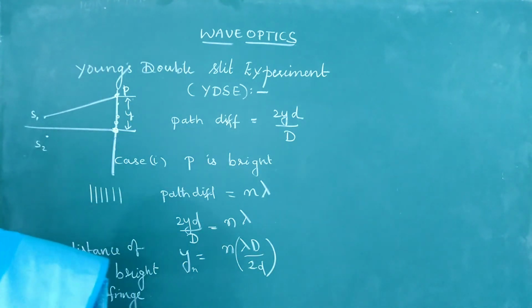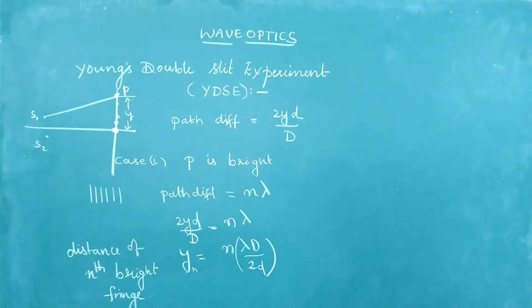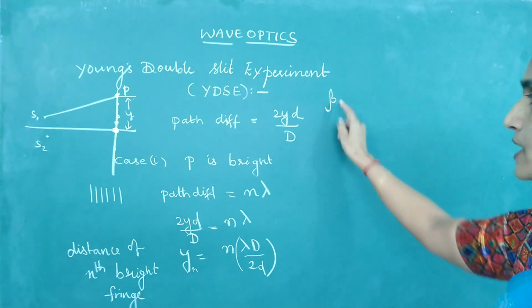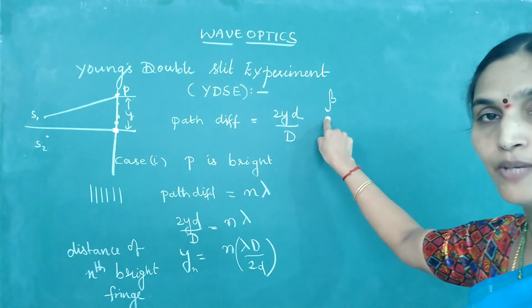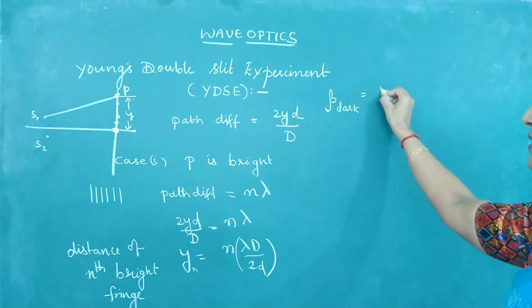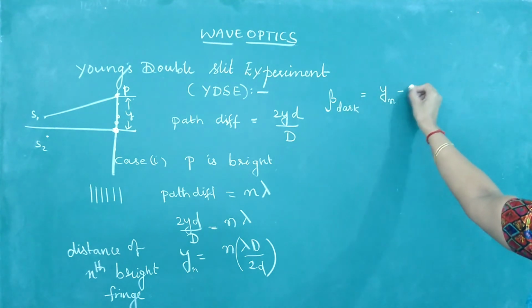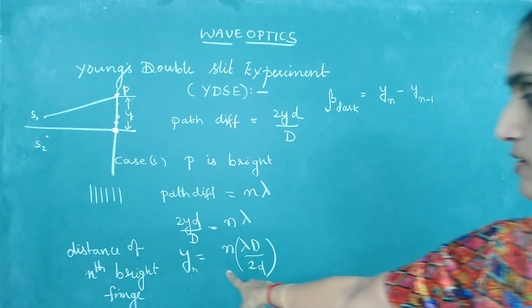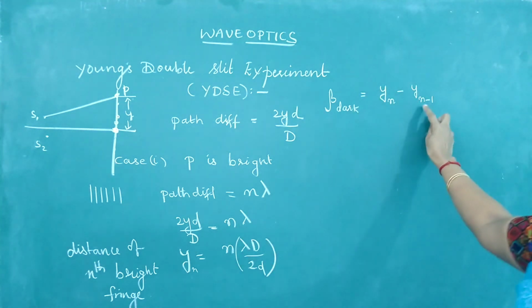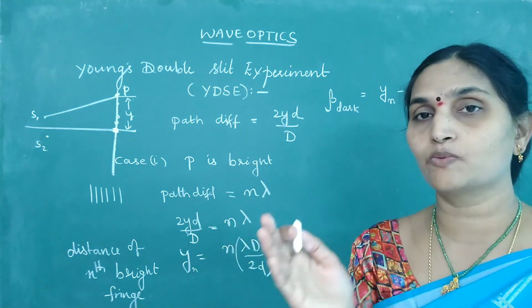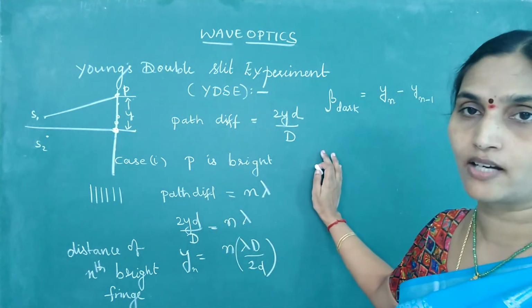So how to get the width of a dark fringe? Distance between two consecutive bright fringes. So fringe width we represent by the letter beta. Beta dark is equal to yn minus yn minus 1. Yn is the distance of nth bright fringe. Yn minus 1 is the distance of n minus 1th bright fringe. So the distance between them will give me the width of dark fringe.